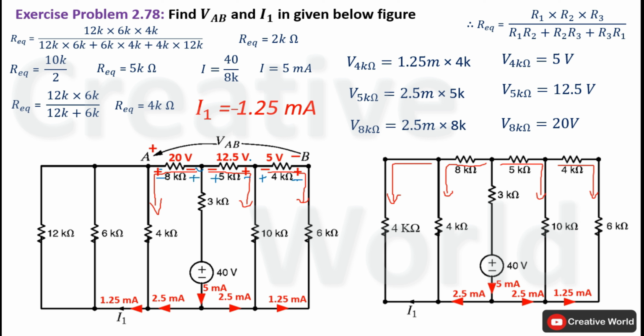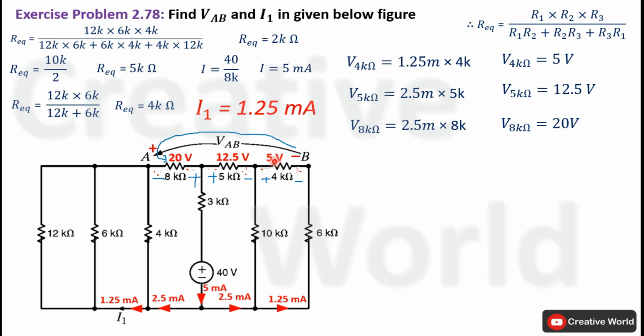We will apply KVL in this semi-closed loop to calculate voltage VAB. For that purpose, we will assume the direction of current in counterclockwise. KVL equation for this semi-closed loop will start from this 4 kilo ohm resistance. Current entering terminal is positive, so 5 volt will be taken with positive sign. Next, voltage across 5 kilo ohm resistance will be taken with positive sign because current entering terminal is positive. And the voltage across 8 kilo ohm resistance will be taken with negative sign because current entering terminal is negative.